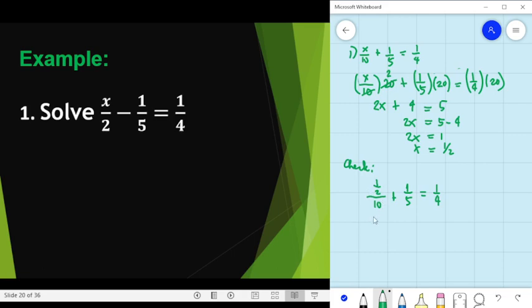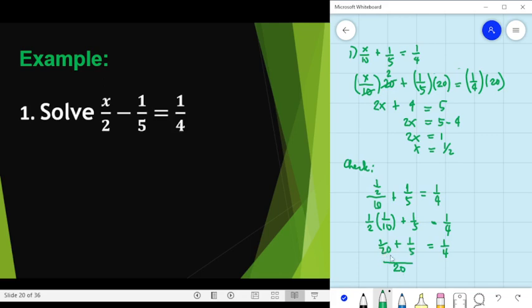So 1/2 over 10 is the same as 1/2 times the reciprocal of 10, which is 1 over 10, plus 1 over 5, is equal to 1/4. So 1/2 times 1 over 10 is equal to 1 over 20, plus 1 over 5, is equal to 1/4. Getting the LCD, we have 20.